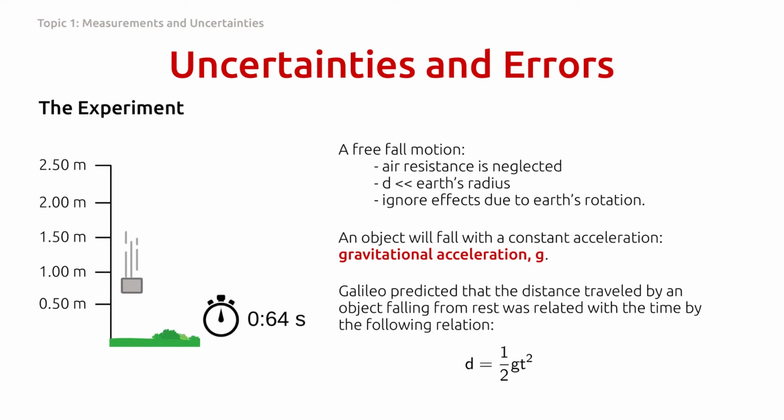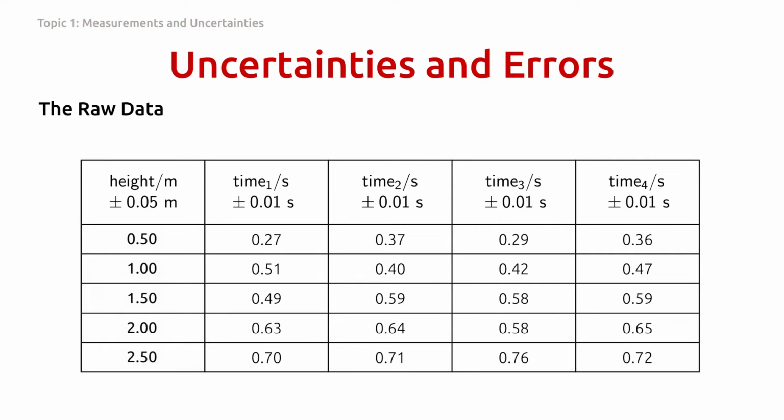The distance traveled by an object falling from rest was predicted by Galileo to be related to time by the following relation: d equals 1/2 gt squared. In this experiment, we drop an object from 5 different heights, and we time how long it takes to fall. And this is what we got.